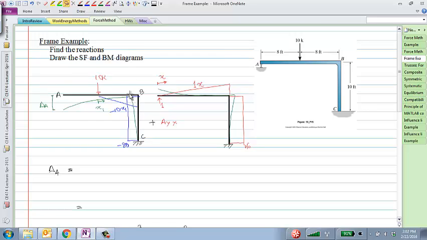Are we assuming that vertical displacement at B is 0? Vertical displacement at B is 0. No, we are not assuming that.